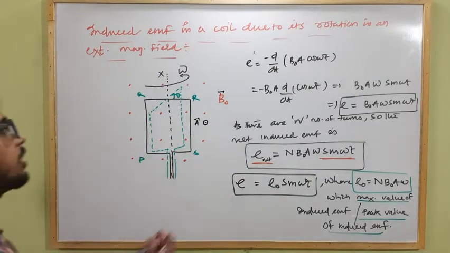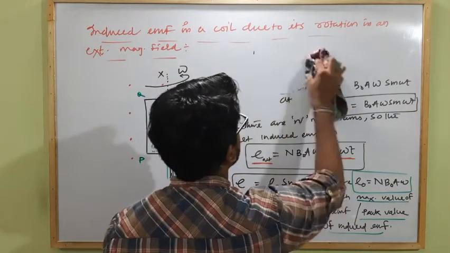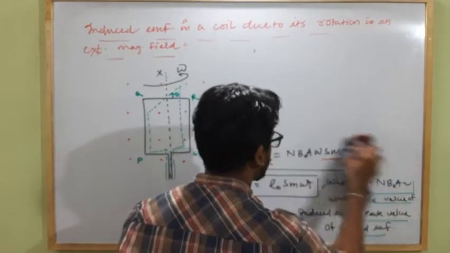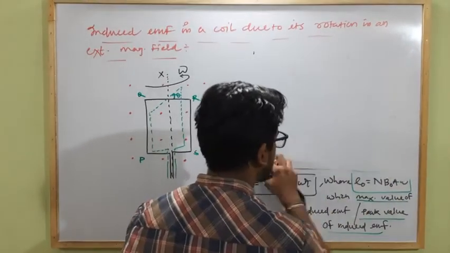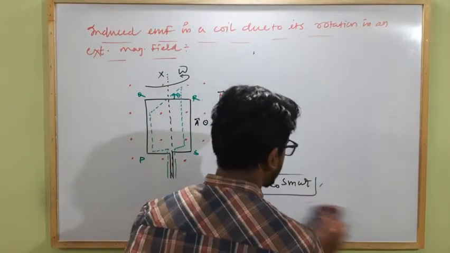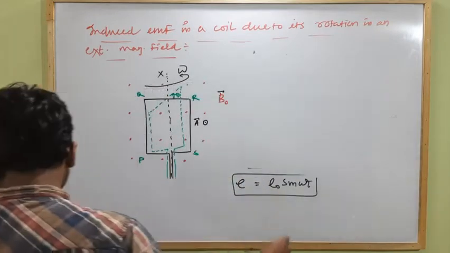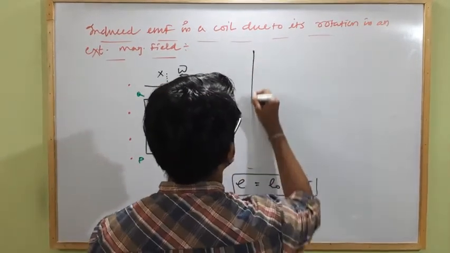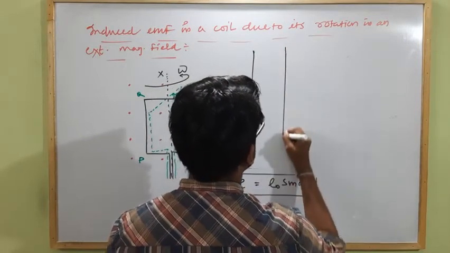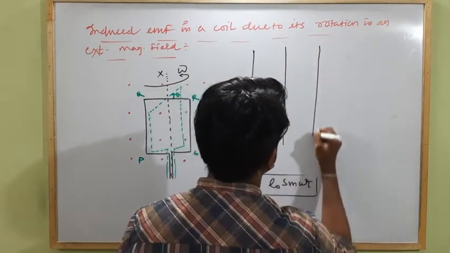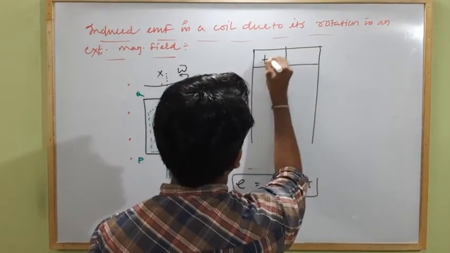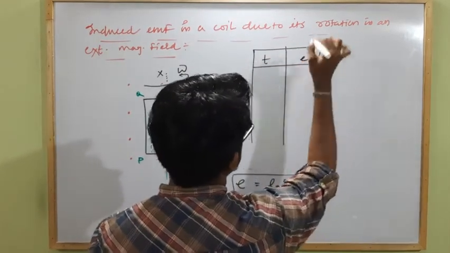Now let's calculate the value of induced EMF for different values of the instantaneous time. So from this, it's a sine function. So let's draw a table first for different values of time. Here we are taking the instantaneous time and here the induced EMF.